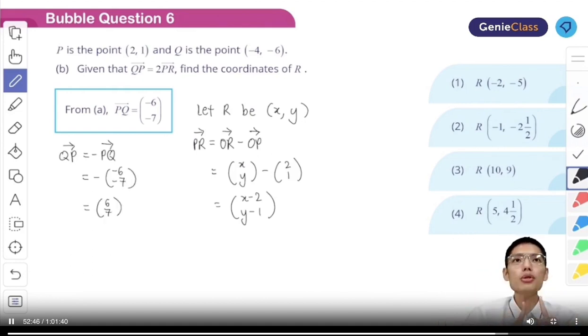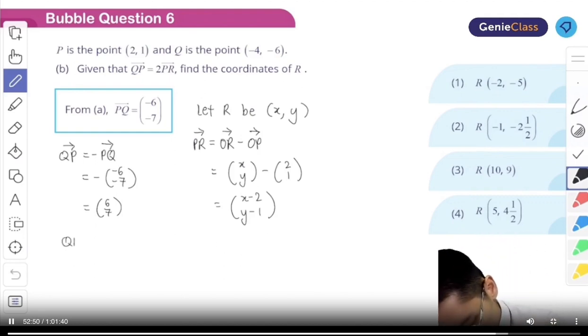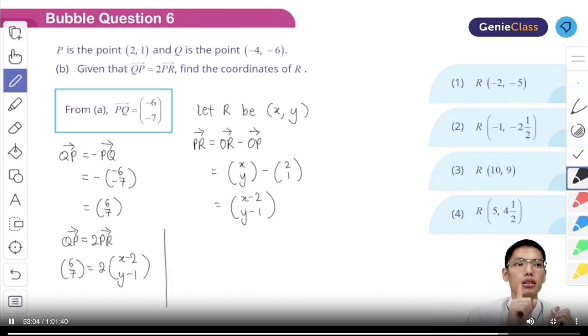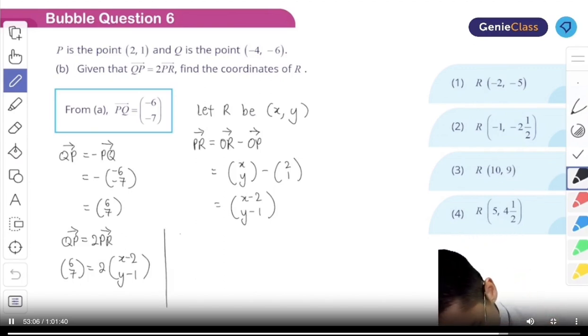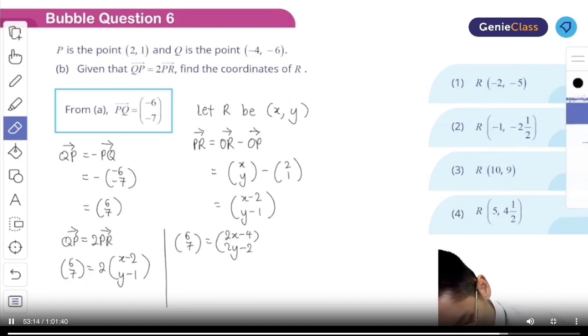So therefore, QP equals to 2PR. What will I have? I'll have 6, 7. Let me just simplify. Equals to 2 of X minus 2, Y minus 1. Simplify further. What do I have? I'm going to have 6, 7. This is equals to 2x minus 4, 2y minus 2. Alright, what will this simplify to be?